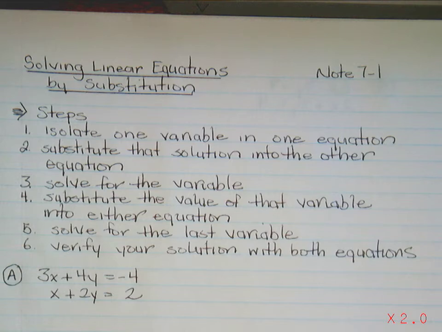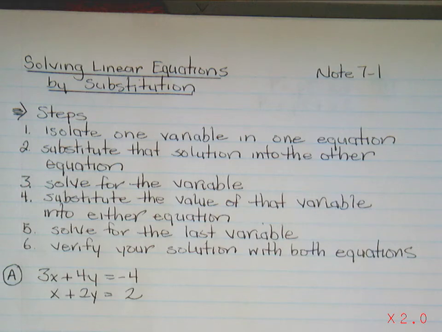For the steps, you isolate one of the variables in one of the equations. To do that, choose the variable carefully, make your life easy. Then you substitute that solution into the other equation. Once you've done that, you solve for the variable. You take the value of that variable and you substitute it into the other equation, or either equation. You solve for the last variable, and then you verify your solution for both equations, just like you did when we were solving by graphing.